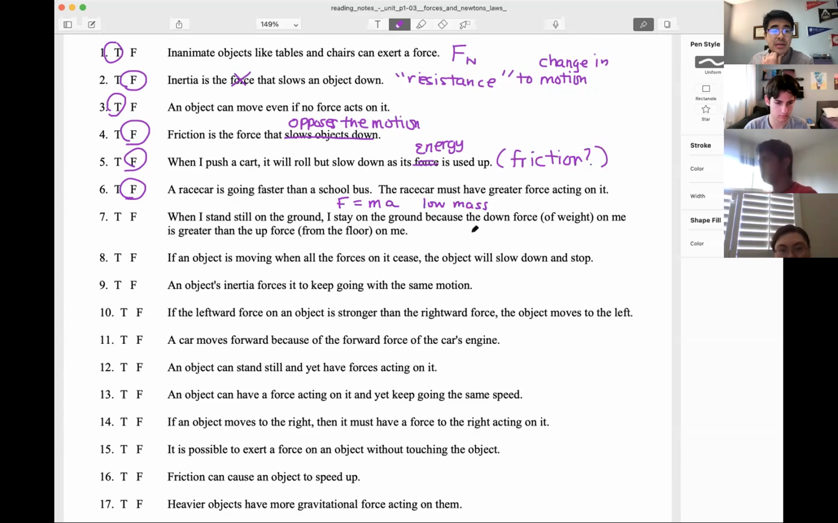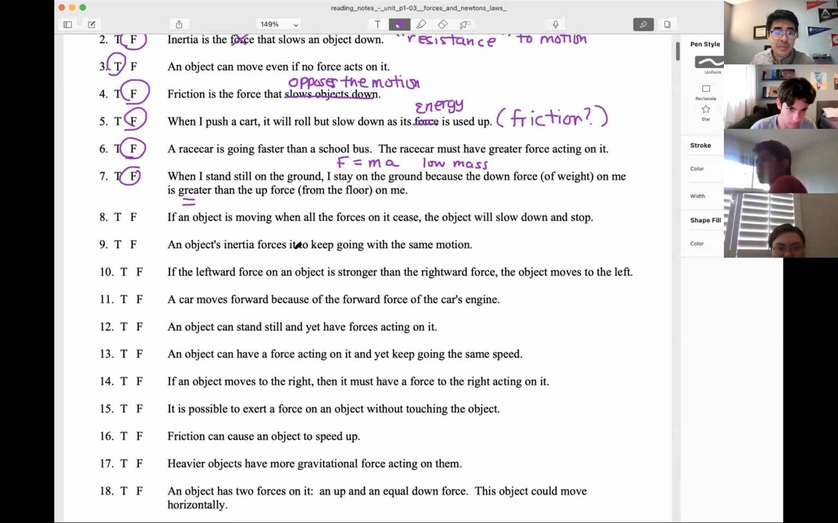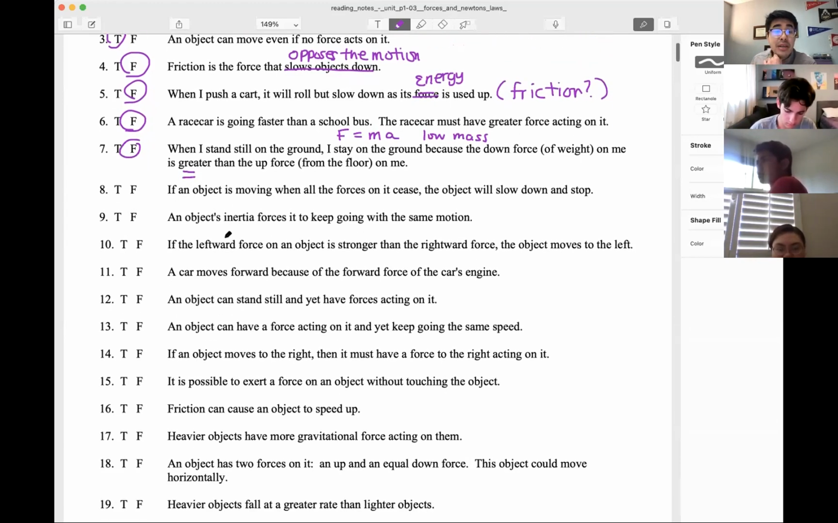Number 7, when I stand still on the ground, I stay on the ground because the down force of weight on me is greater than the force of the floor on me. True. False. False. It's not greater, it's equal. Yeah. If the downward force were greater than the upward force of the floor on me, then we'd fall through the floor. And that happens, right? But hopefully not soon. Number 8, if an object is moving when all forces on it cease, the object will slow down and stop.